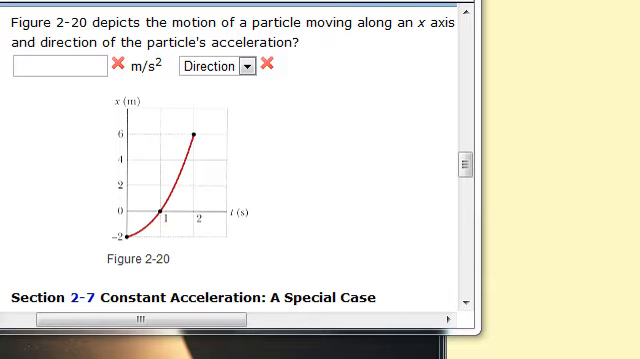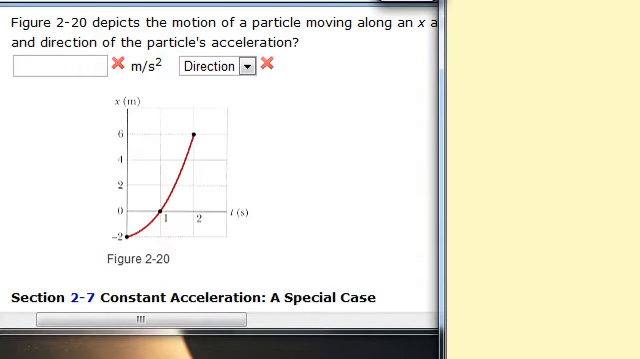So this is really not terribly hard. What we need is two velocity measurements somehow, and then we need a time between them so we can calculate acceleration. So acceleration, remember, equals change in velocity over change in time.